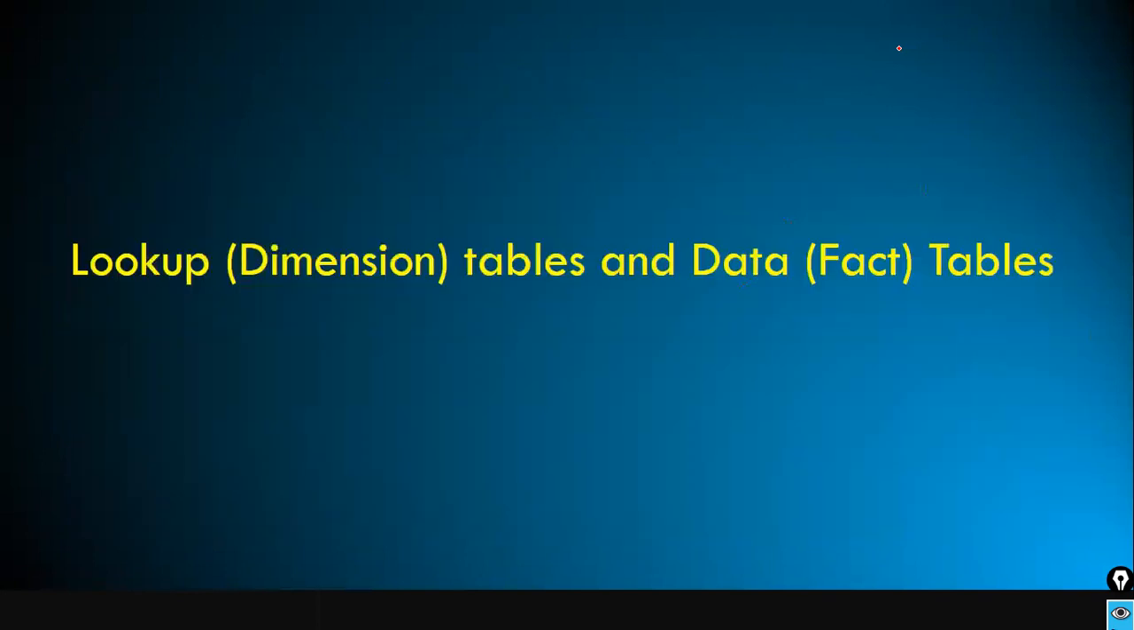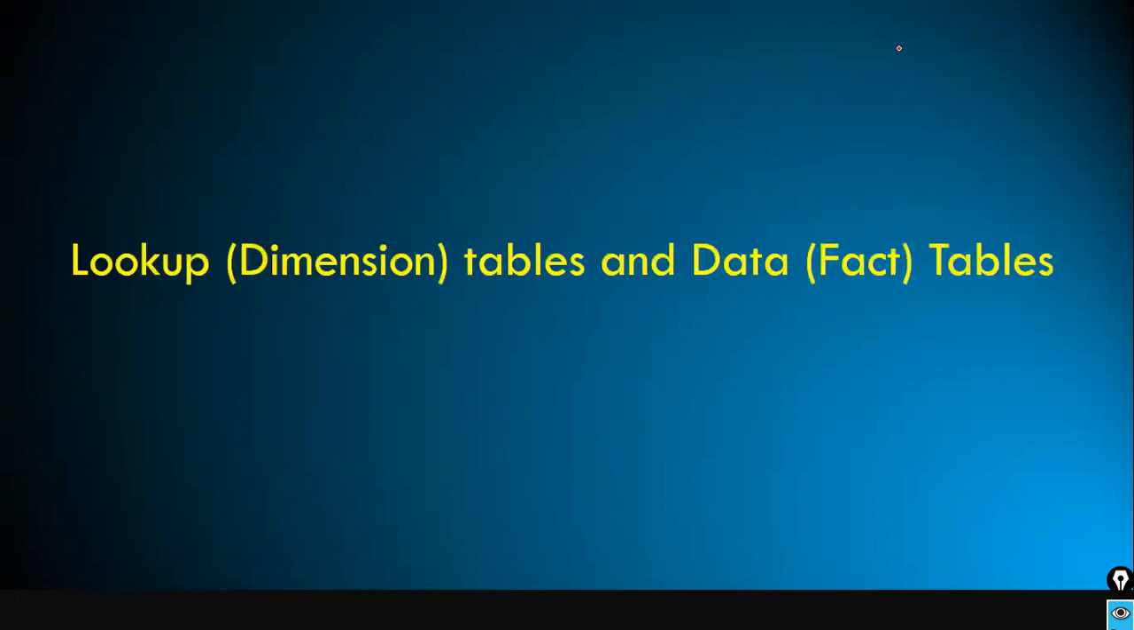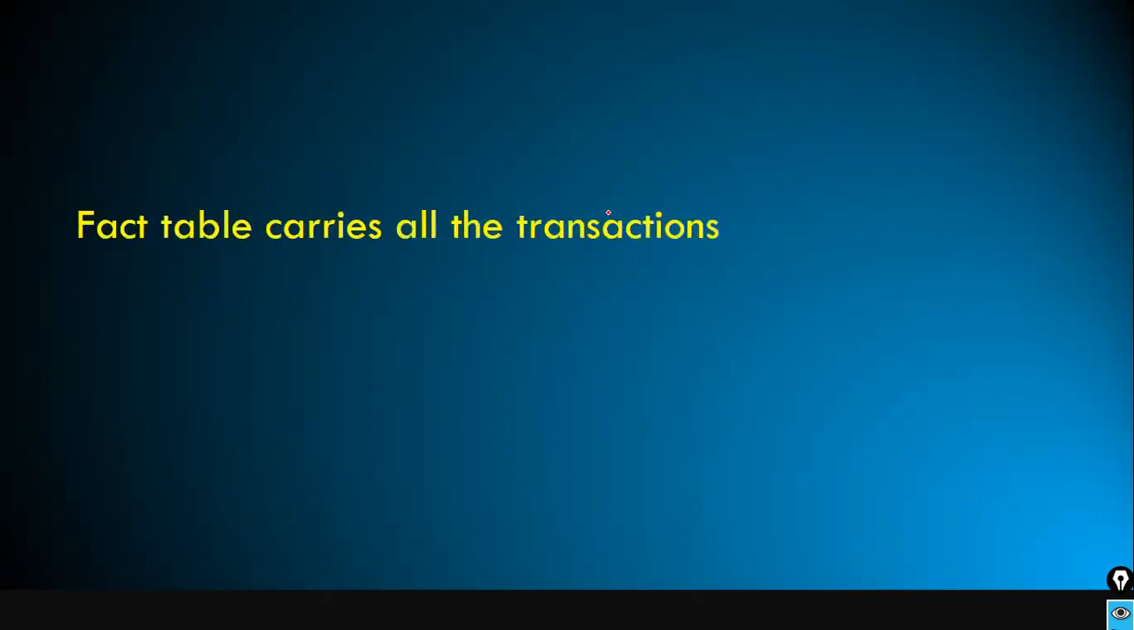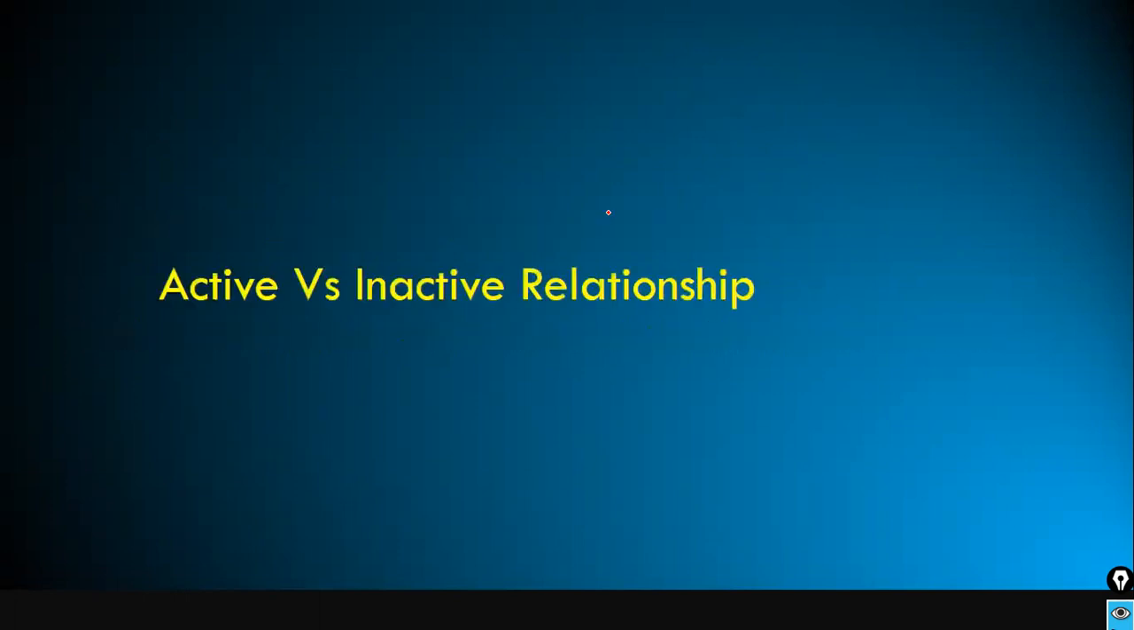The next one is the lookup tables and data tables. Lookup tables are nothing but your dimension tables. Some people interchangeably use the term lookup instead of dimension tables. Hence, don't get confused. Both of them are the same. And the fact tables are sometimes called data tables. It depends on the customer, depends on the project. They use different terms, but these are the common terms that you should be aware of, the alternative terms. Fact table carries all the transactions. The lookup tables carry all the filtering information. In a one-liner, we can define what a fact table and dimension table are this way.